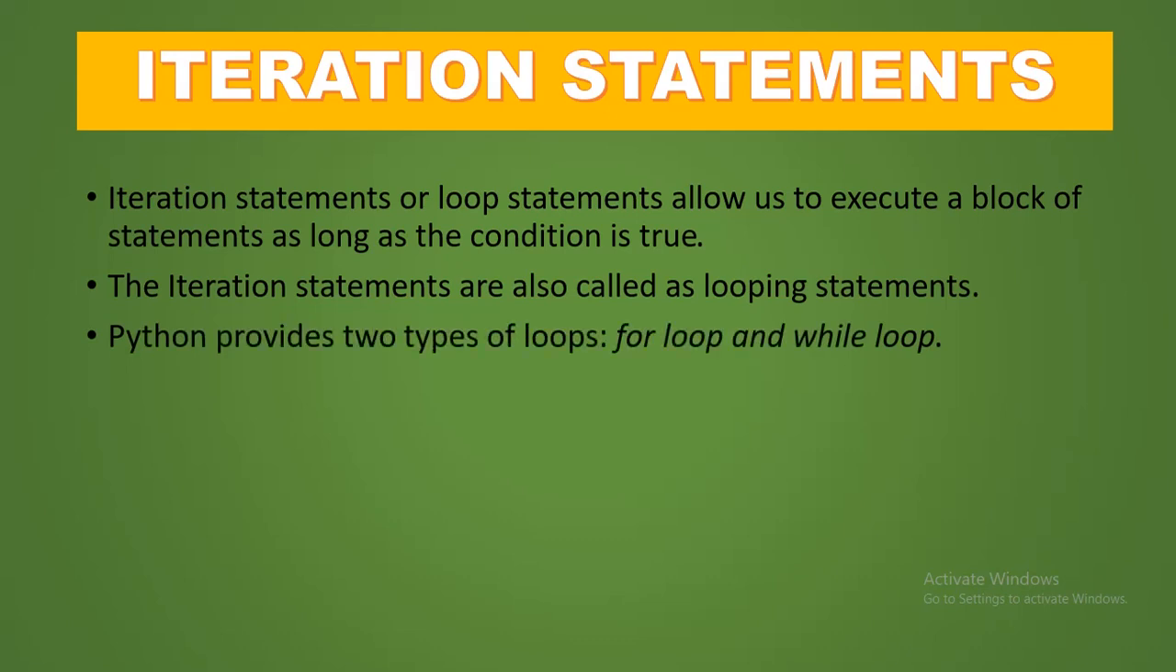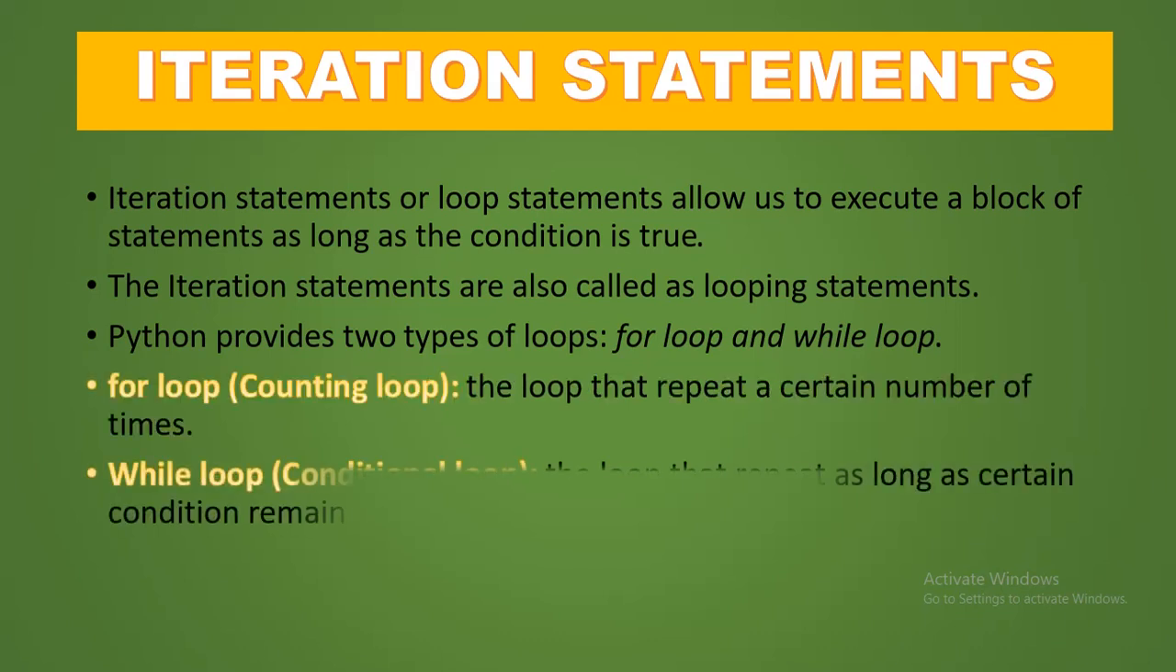Python provides two types of loop, for loop and while loop. For loop is known as a counting loop, which means that the loop will execute a certain number of times which is known in advance. While loop is known as a conditional loop, which means that as long as a certain condition remains true, the loop will execute only that many times up to which the condition remains true.